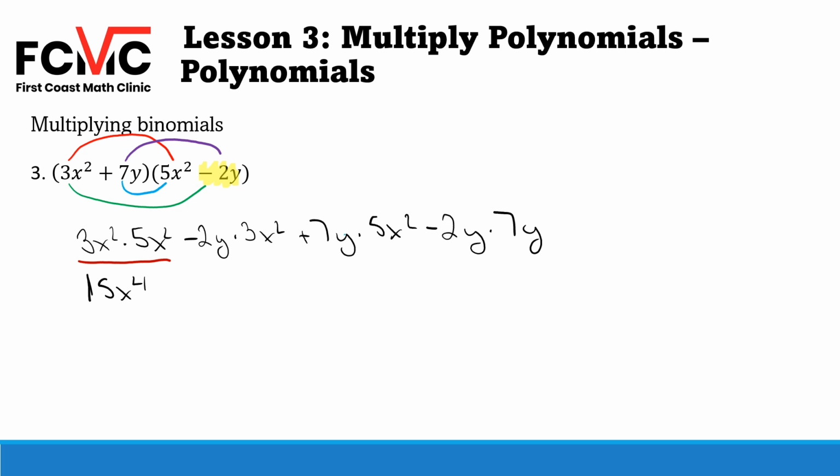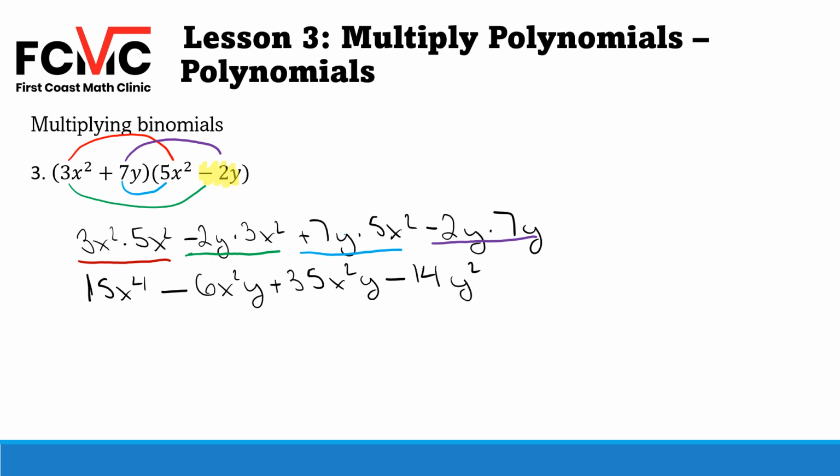Outer: negative 2y times 3x squared is going to give me negative 6x squared y. Inner: 7y times 5x squared is going to give me positive 35x squared y. And then last, negative 2y times 7y is going to give me negative 14y to the second power.